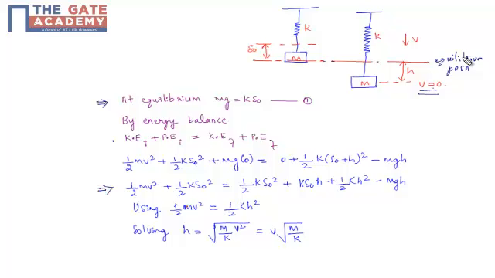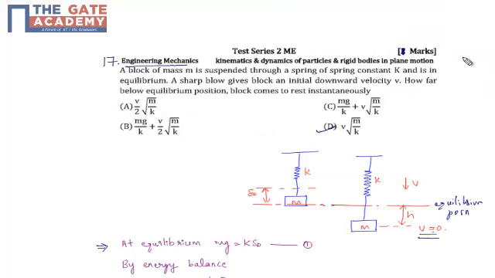Now using half mv square is equal to half kh square, we'll get the distance h as root under m by k into v square. So by this we'll get the distance h as v into root under m by k, that is the distance below the equilibrium position that the block will come to rest instantaneously. And this is our final answer, which is option D. Thank you.